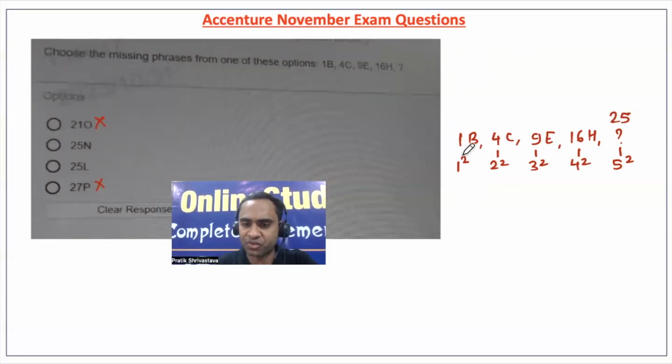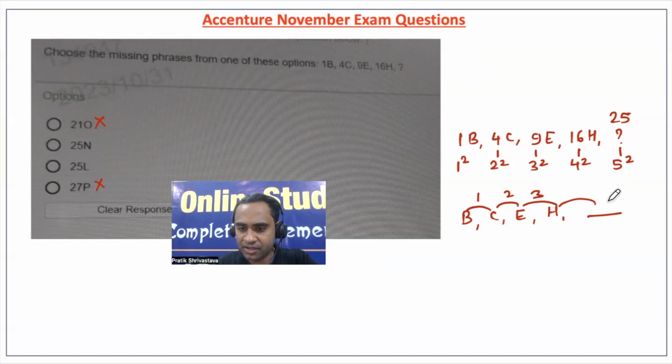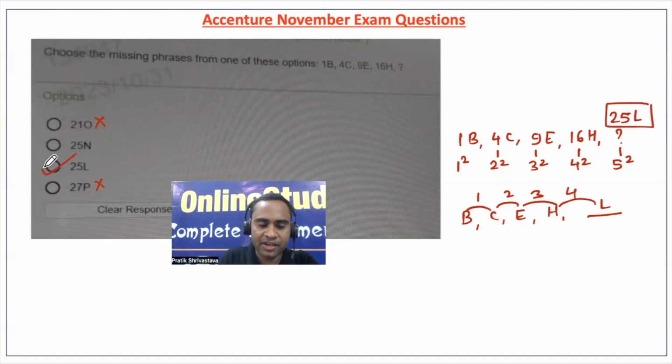Out of these two, the letters are B, C, E, H, and what will be next? Here if you see, from B to C the gap is 1, from C, D, E the gap is 2, from E, F, G, H the gap is 3. Then H, I, J, K, and then L. So the gap will be 4, and it will be L. So 25L will be your answer, and here you have to mark option C as the correct answer.